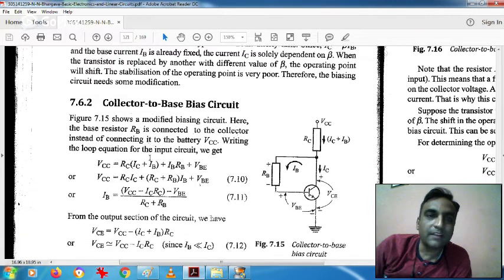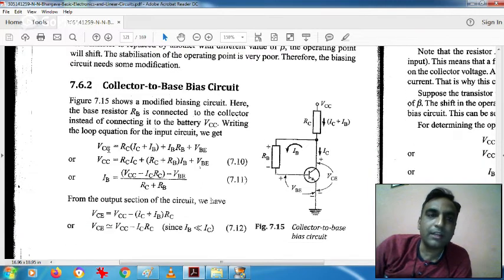In this circuit also we will analyze as we have done in the previous analysis. We will write the input side loop equation and derive IB. Writing the input side loop equation, first of all we consider the battery VCC, then we consider the drop across RC. Now what is the current flowing through RC? There are two currents, IC plus IB. The current flowing through resistor RB we will say is IB, and the current flowing through the collector is IC.